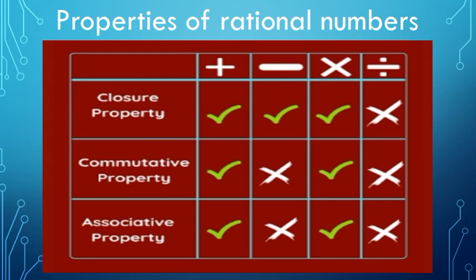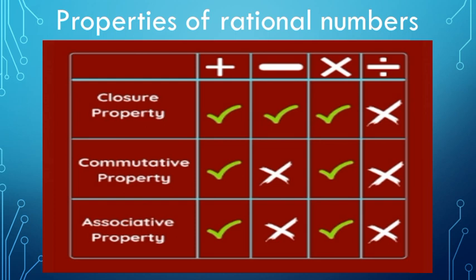Now what about multiplication? Minus 3 by 2 into 1 by 2. Multiply them first, you get minus 3 by 4. Then multiply by 1, you get minus 3 by 4. And then minus 3 by 2 into, in bracket, 1 by 2 into 1. So 1 by 2 into 1, multiply them first, you get 1 by 2. Minus 3 by 2 into 1 by 2, you get minus 3 by 4.